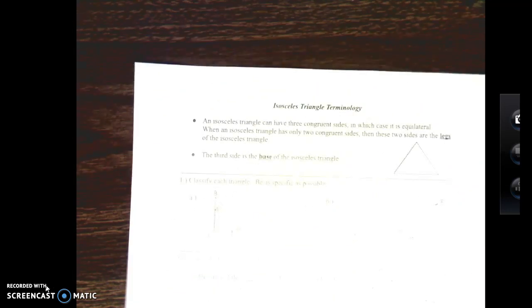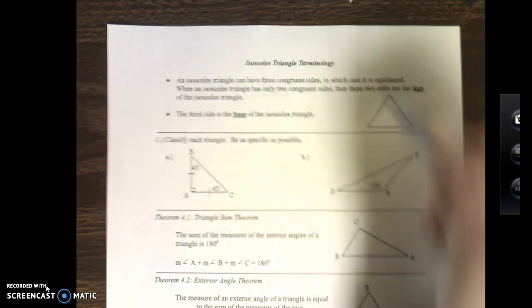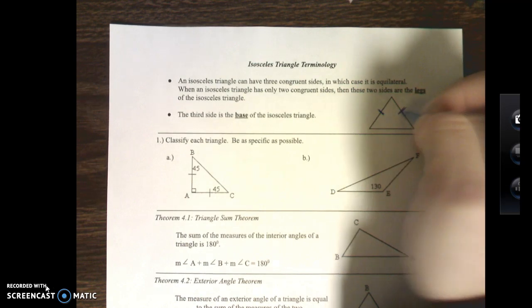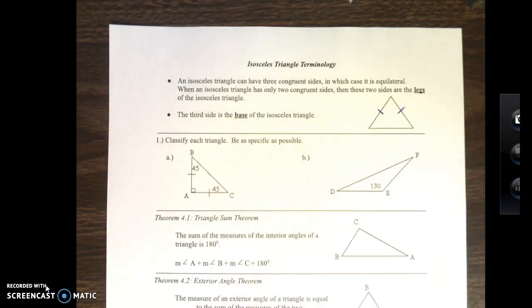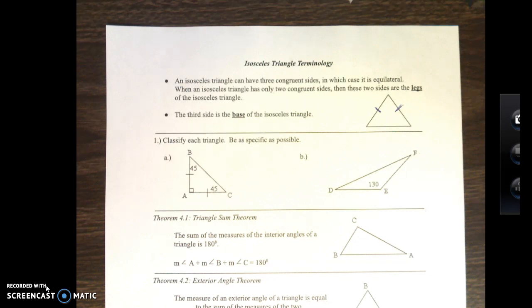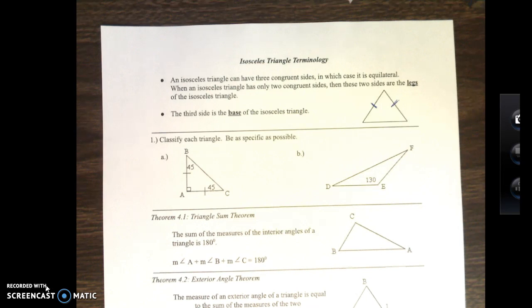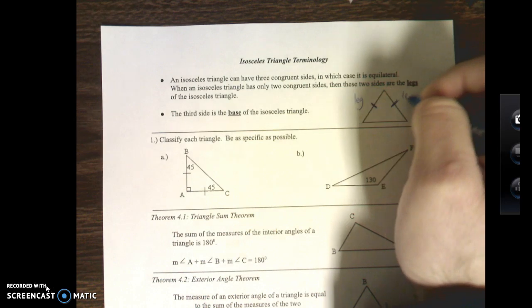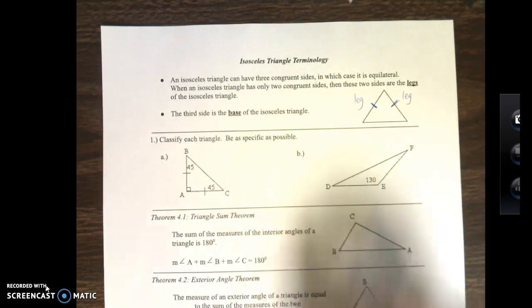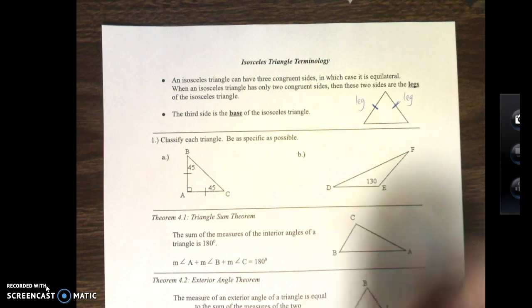On the back, we're looking at the isosceles triangle. Again, isosceles is two sides. So I'm going to roughly draw one here. When I do these tick marks, that means this side is the same length as that side. An isosceles triangle can have three congruent sides, in which case it's equilateral. We just talked about that. When an isosceles triangle has only two congruent sides, those two sides are the legs. So we call this the leg and this the leg, very similar to the right triangle terminology. The third side, however, we don't call the hypotenuse. Hypotenuse is only for right triangles. We call this the base.